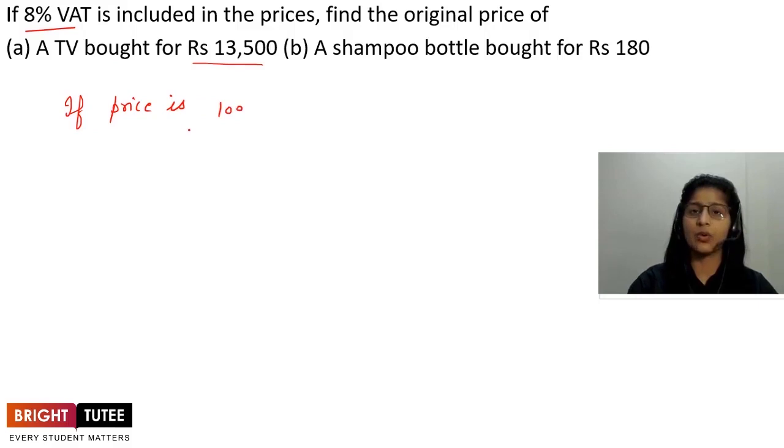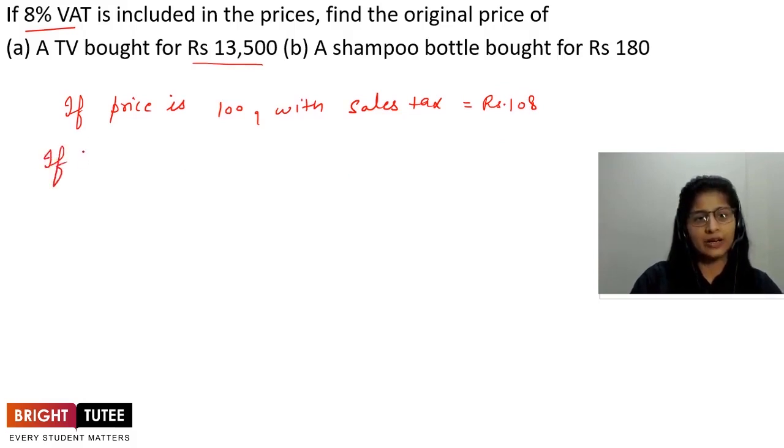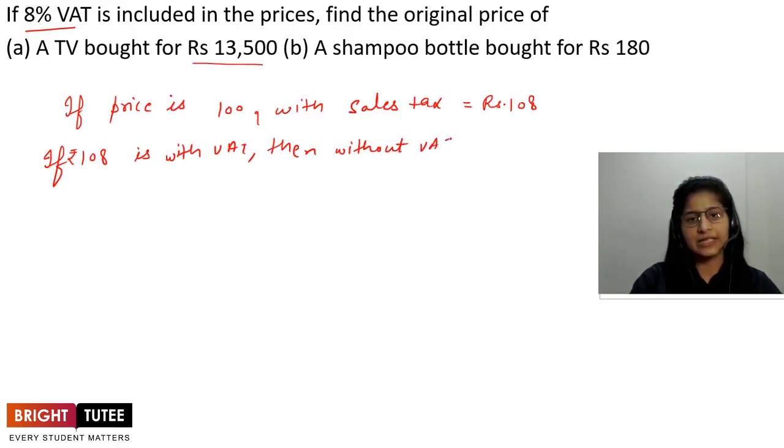100. Okay, this is without selling price, without the VAT I say, without the sales tax I say. So with sales tax, how much will it be? If we have 8% VAT, so it will be rupees 108, right? This will be the amount. So if 108 rupees, you can just mention here, if rupees 108 is with VAT, then without VAT, without adding this tax, we have rupees 100.